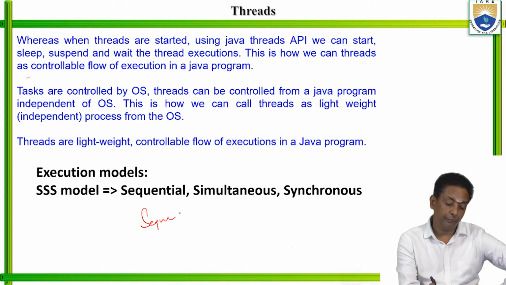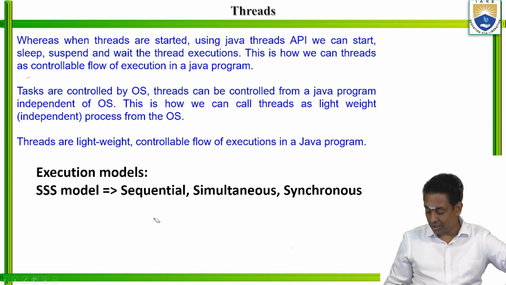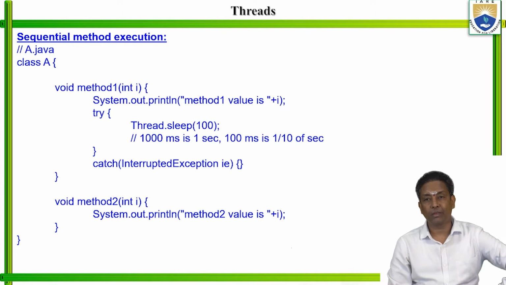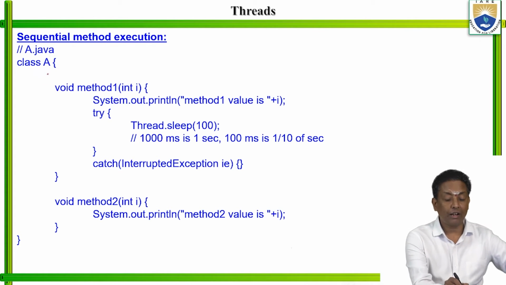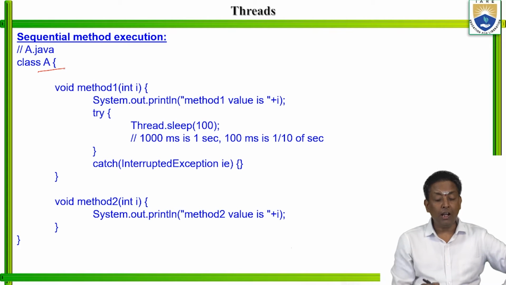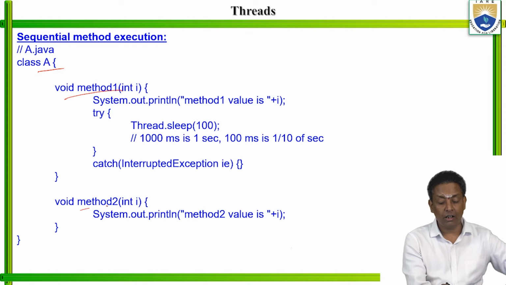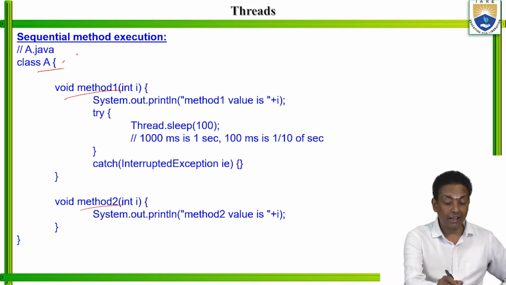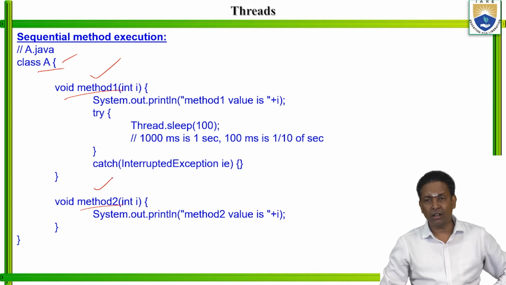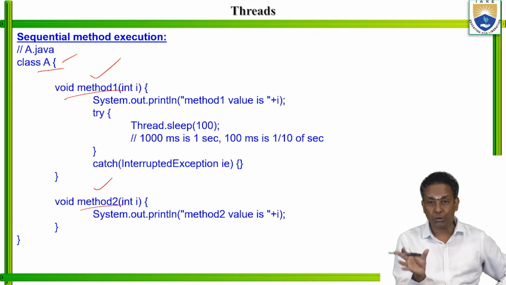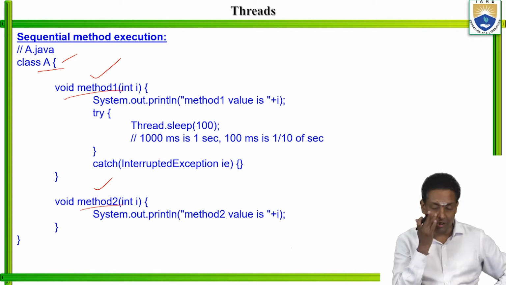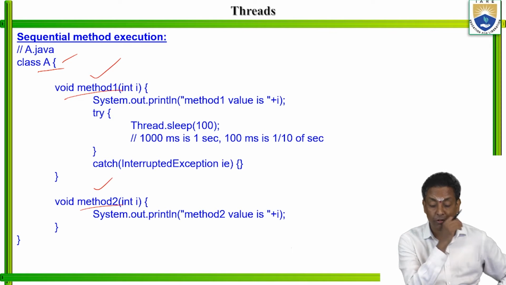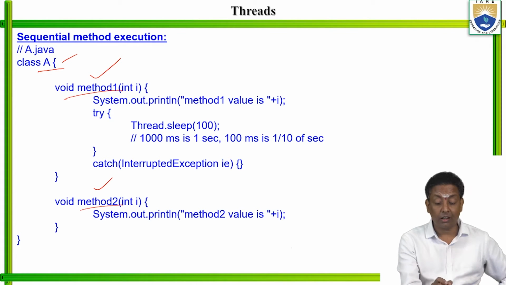Sequential. All our method executions are sequential method executions. For example, we have class A. Class A has two methods, method 1 and method 2. We are taking method 1 and method 2 just for showing the thread execution. This is the context before threads. In method 1, I'm printing System.out.println with a method 1 value, something like 1.